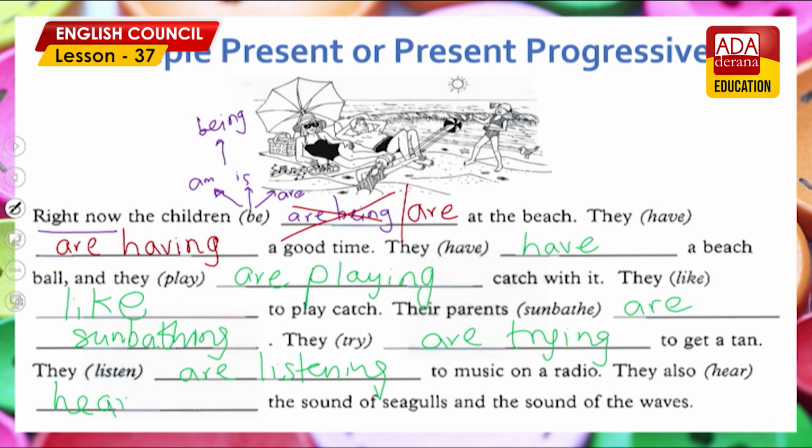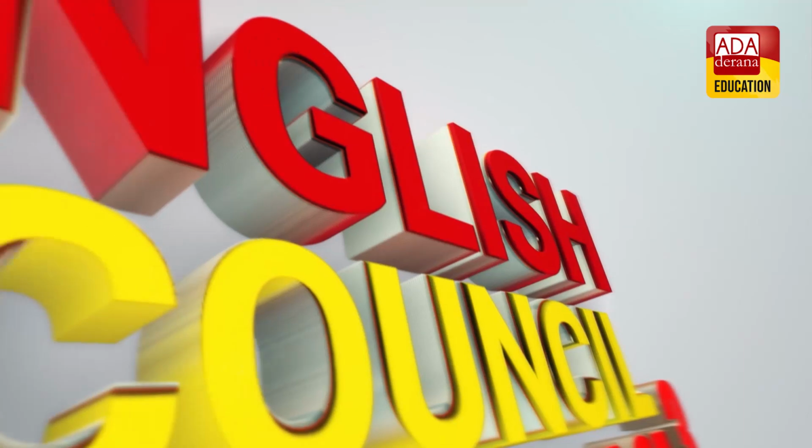They hear. සාමාන්‍යයෙන් hear කියන එක not an action. You won't say they are hearing, but they hear. It's not an action they do. It's what they feel, experience, or they not deliberately, purposefully doing it, but they hear the sounds of the waves. Right. So this is the difference of action verbs, non-action verbs in present and the present progressive tense. I'll see you tomorrow.